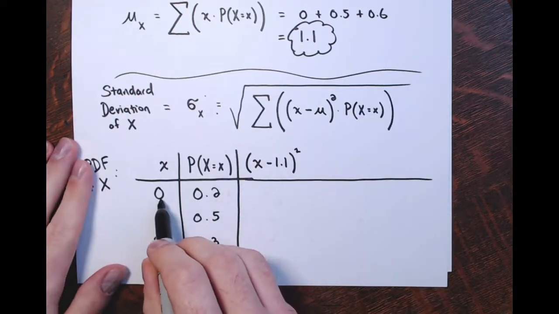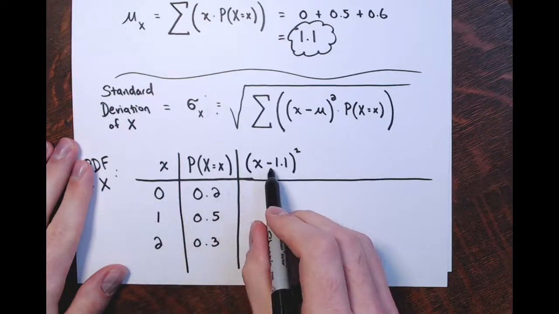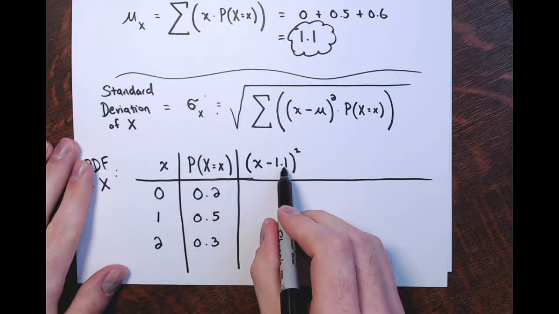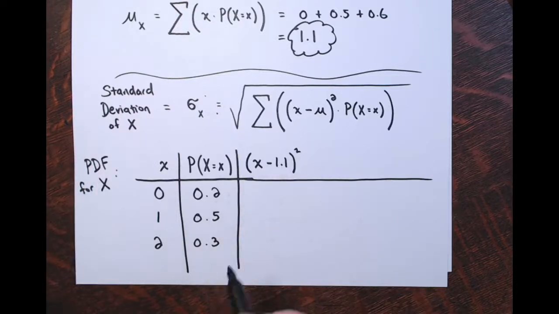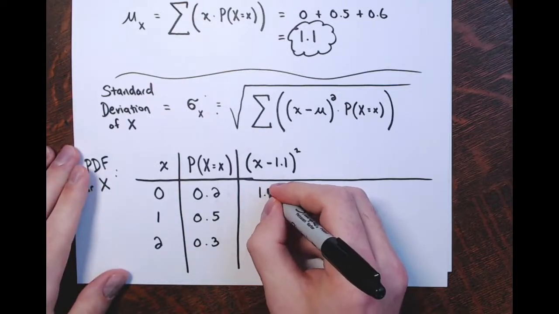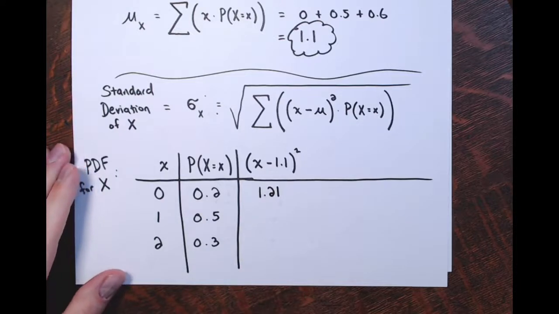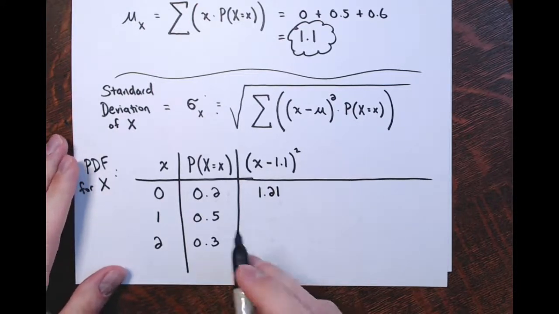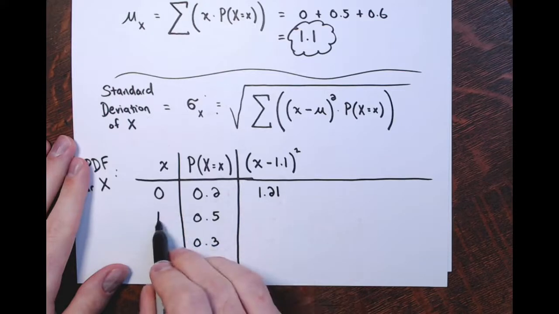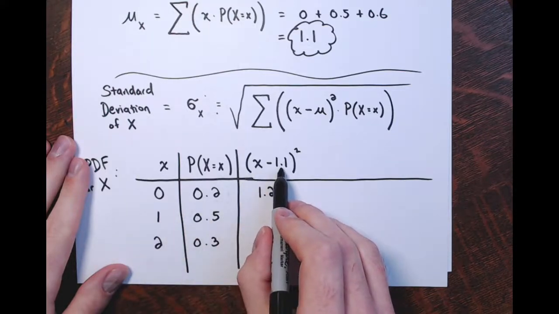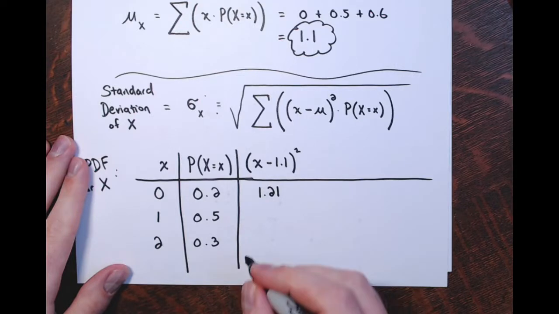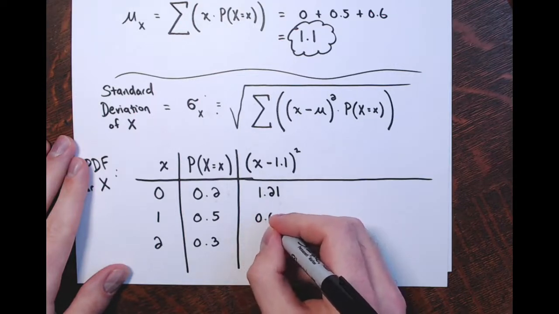So the first one is 0. Right? 0 minus 1.1. That'd be negative 1.1, but then squared. Right? These should all be non-negative numbers as you're squaring them. Negative 1.1 squared is 1.21. Okay, then I do the same thing with the next one. 1 for x. 1 minus 1.1 would be negative 0.1, or 1/10. Squared would be 1/100th, 0.01.